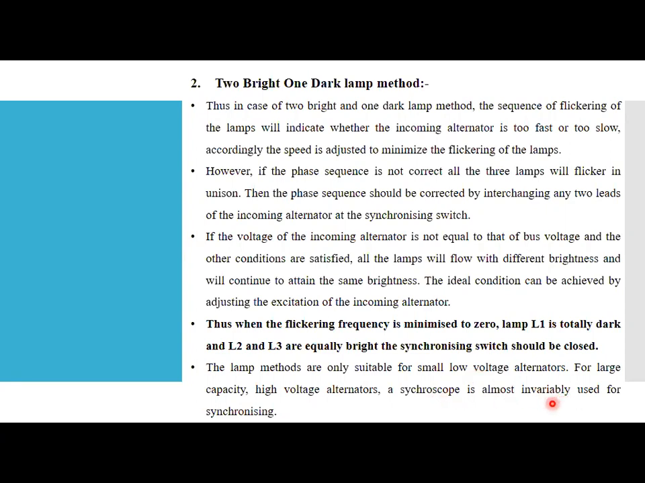So synchroscope is almost invariably used for synchronizing. Up to this point, if anyone has any doubt, you can ask me a question. And those who are attending the session online, if you have any doubt, you can ask me a question on chat.